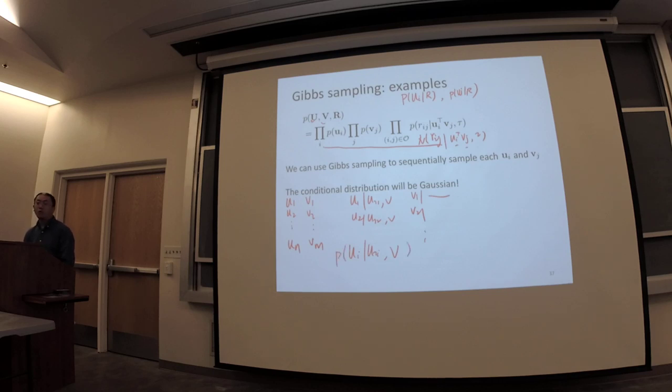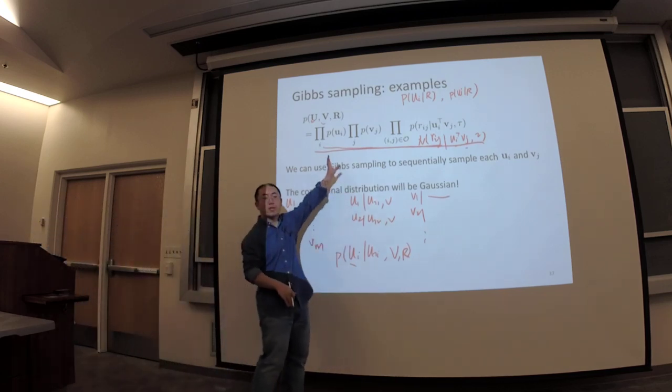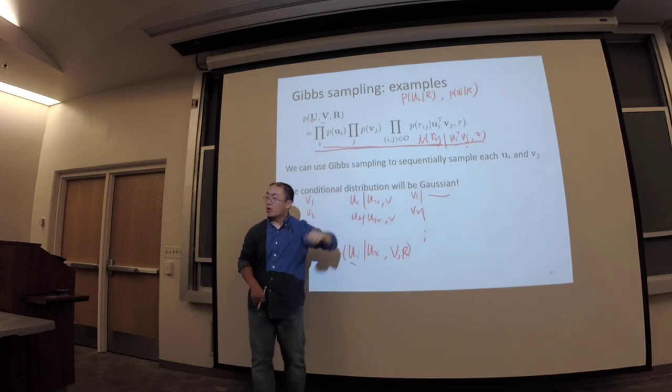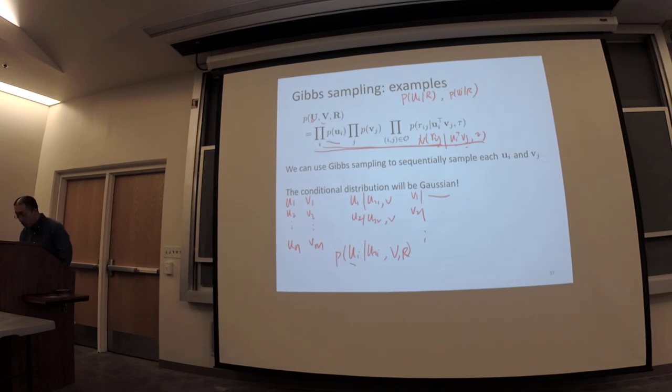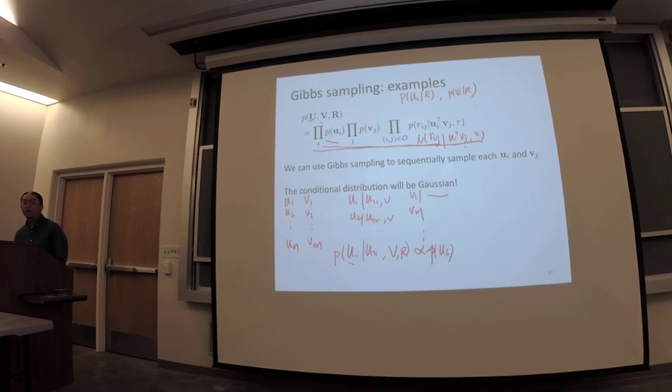So what is the conditional posterior to sample Ui, according to this distribution? You can take a look. We just look at which terms contain Ui. All the other terms which do not contain Ui, just throw out as constants. In the prior terms, there is only one prior term, that is Ui itself, so it will be proportional to the prior of Ui. And in the likelihood, it will include all the ratings that involve Ui. Basically, it will include all the movies that user i has rated.